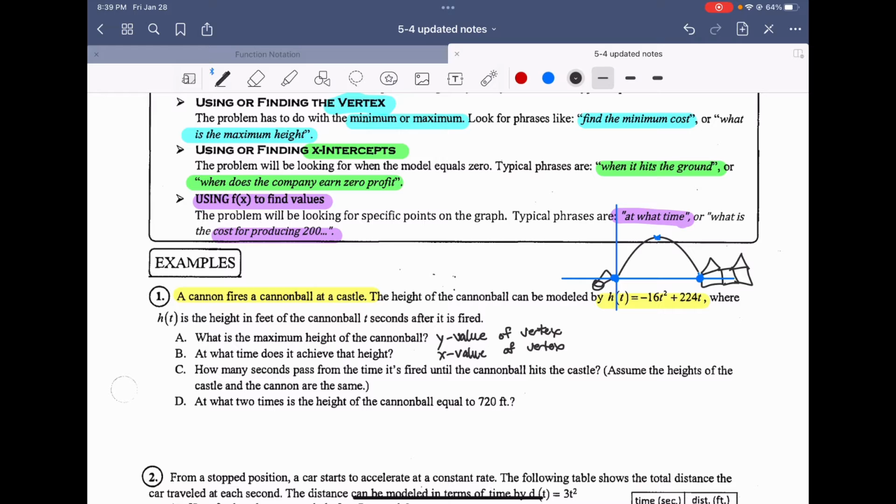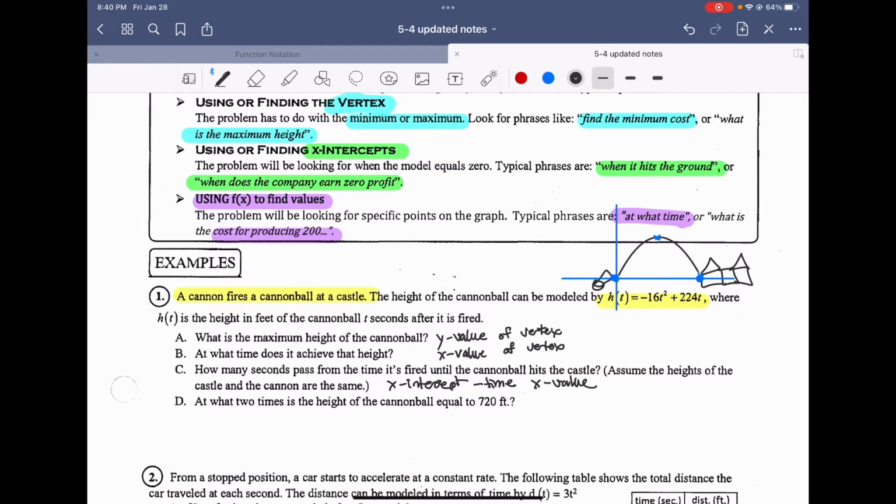All right, it's our x-intercept. And we want to know how many seconds pass. So we want to know a time. And so the time is going to be that x value because the time is the x value. All right. And then let's see. Let's stop there because before we go on to D, D's a little different. Right now we haven't actually found any info. We've just kind of gotten an idea of what we're looking for.